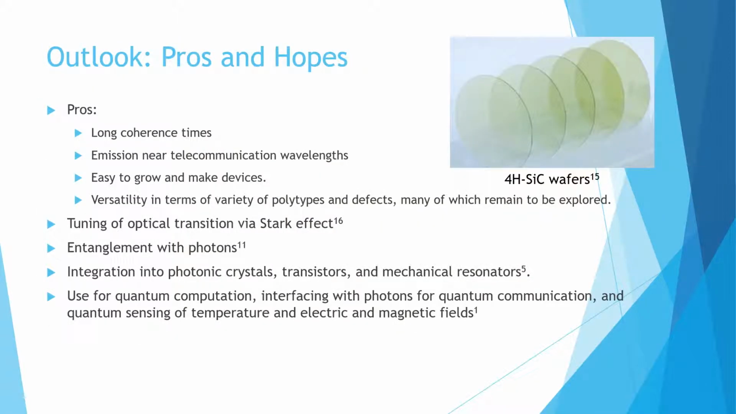Finally, we should talk about the outlook for these systems. What are its advantages and disadvantages, and what do people hope to do with it in the future? So as I mentioned, advantages are long coherence times, not as good as the nitrogen vacancy, but better than a lot of other competitors. This emission near telecommunication wavelengths. It's easy to grow, so on the right you can see these large, commercially available 4H wafers, you can order these on the internet, and you can also make all kinds of optoelectronic devices out of these.